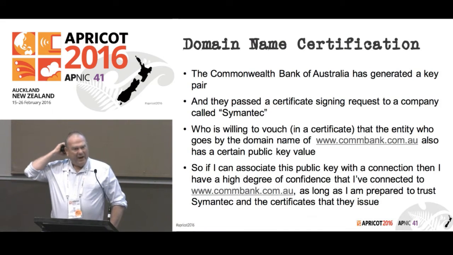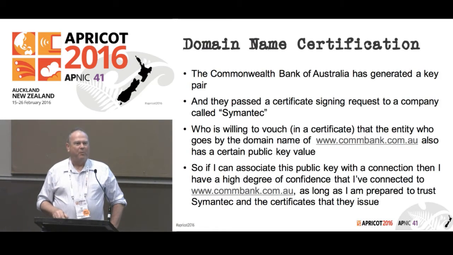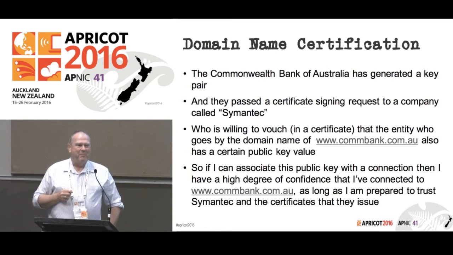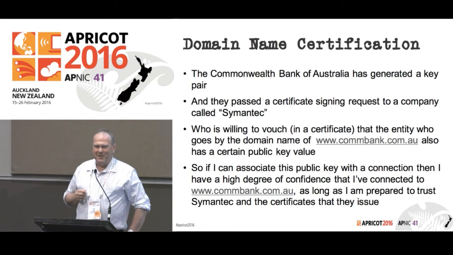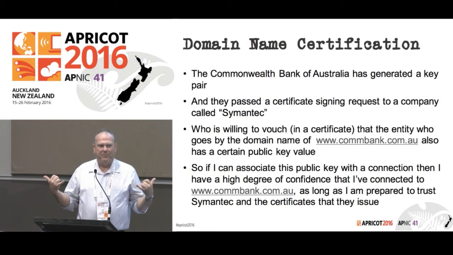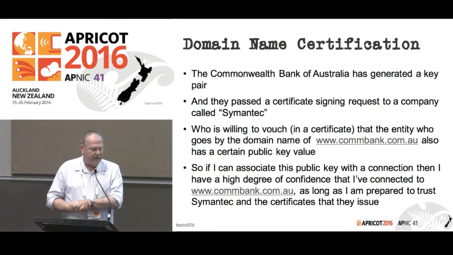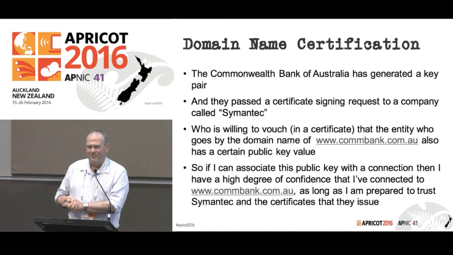So what actually happened was that somewhere deep in the bowels of the Commonwealth Bank, and hopefully deep in the bowels of your bank, some person sat on a terminal and said, key gen. And they generated two binary blobs, right? A private key and a public key. And they took the public key, and in the case of the Commonwealth Bank, they sent a signing request to a company that goes by the name of Symantec. Hopefully it was the real Symantec.